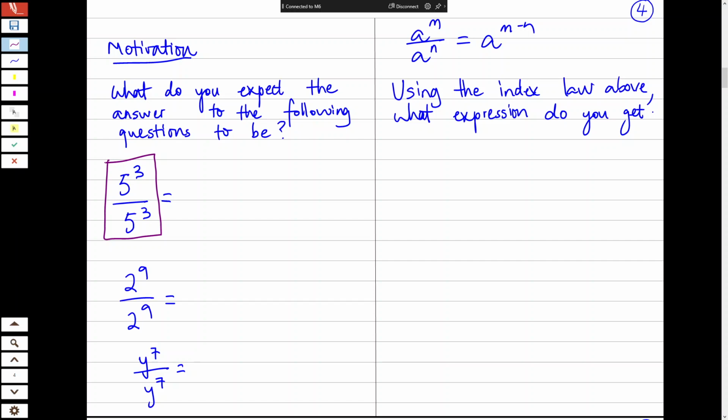5 to the 6. Careful, we're dividing here. So when we're dividing, we don't add the indices. What does evaluate mean? Evaluate means give me an answer which is just one number. Okay. 5 to the 0. Okay. 5 to the 0 is a step in the right direction.